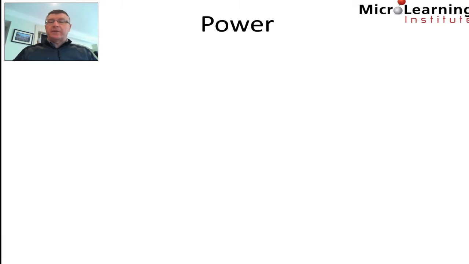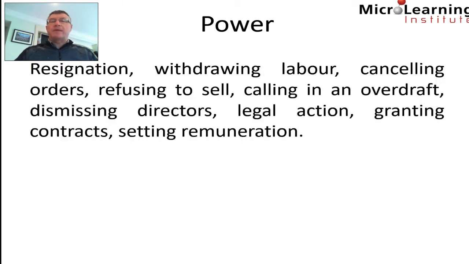The other characteristic of a stakeholder that we want to look at with Mendelow's matrix is the stakeholder's power. Again, the ability to resign and consequently scupper the strategy, or to withdraw labour, or to cancel orders, or refuse to sell, the calling in of an overdraft or a long-term debt, dismissal of directors, the ability to impose legal action, the ability to grant a contract or to set remuneration, all are indicators of high power of an individual or an entity.